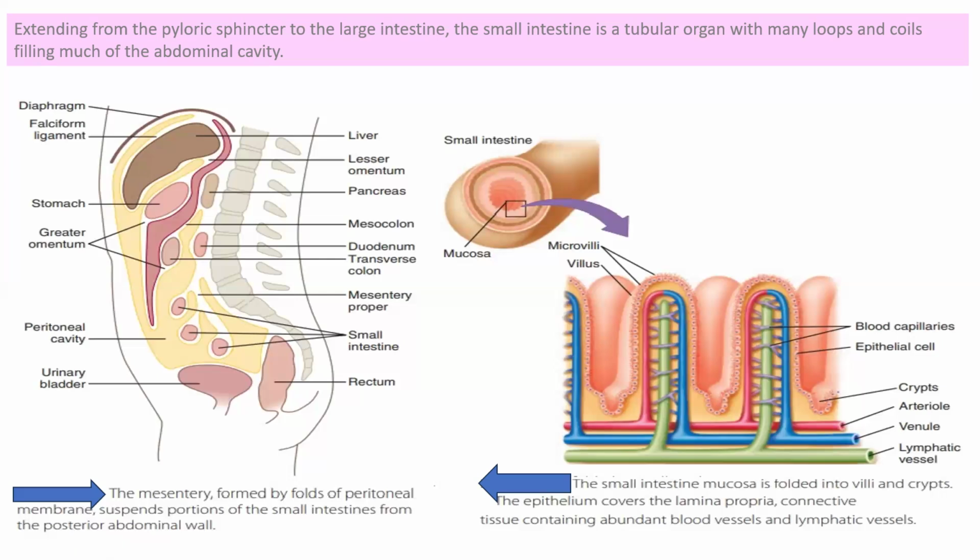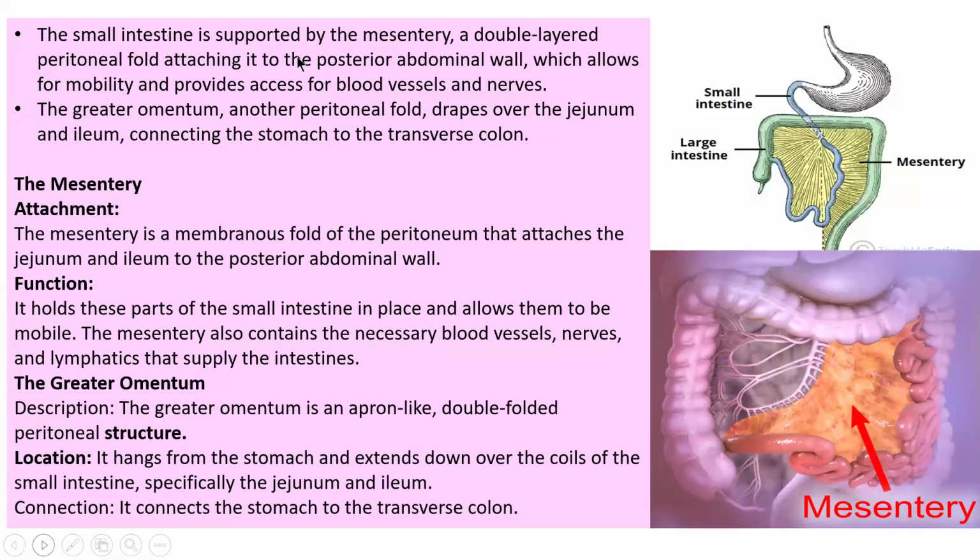So we are going to learn this one also. First, to know about the mesentery, which is formed by the folds of peritoneal membrane, it suspends a portion of the small intestine from the posterior abdominal wall. So the small intestine is supported by mesentery. Look at an image.